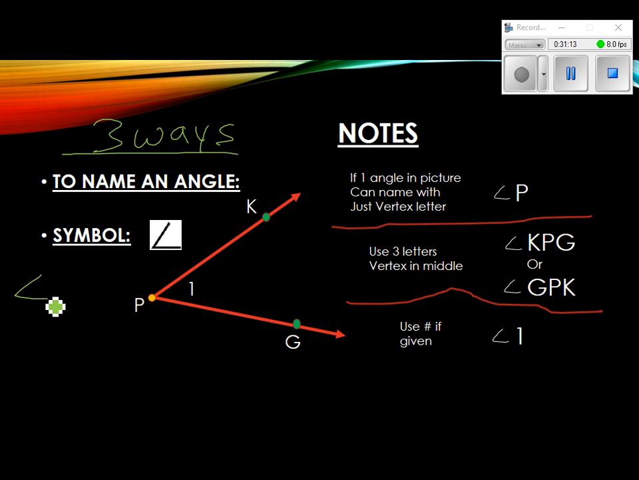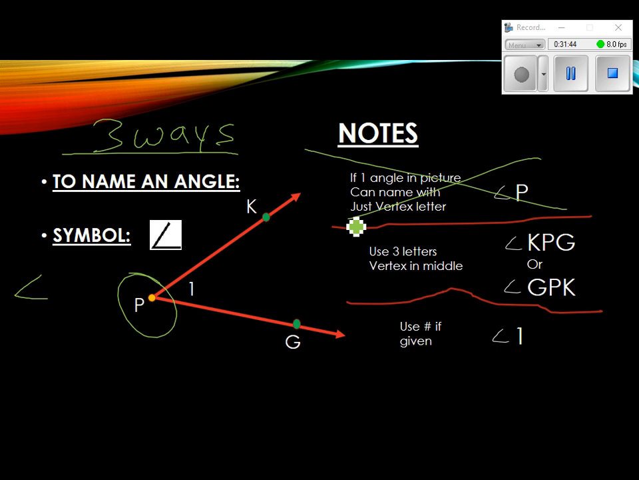If we're looking at this picture, there are 3 different ways we can name that one angle. Dawson could name it one way, Sandra could name it another way, Harry could name it a third way. And I've got to know all 3 ways because all 3 of them are right. The first way, we could just name it according to its vertex. So angle with the angle symbol, P. That's one way.